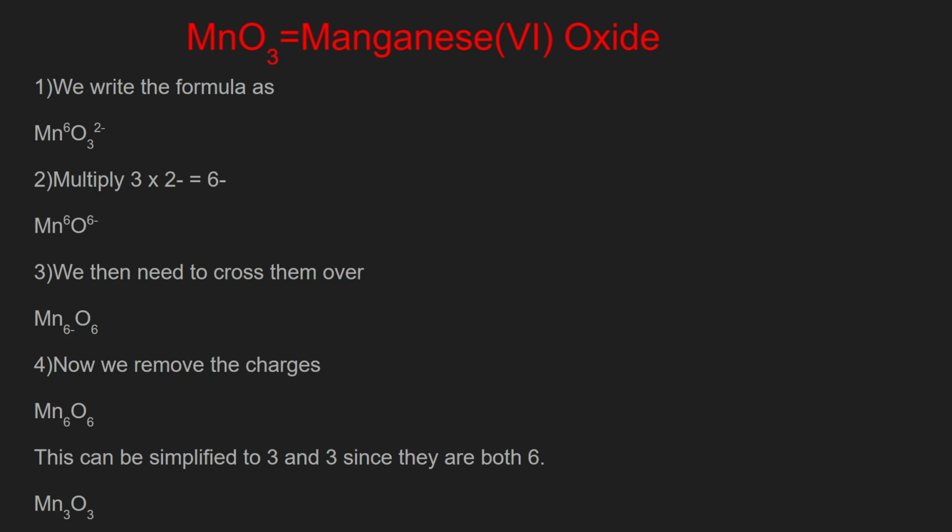Now we would remove the charges from both of them. We would have Mn6O6. This can be simplified to 3 and 3 since they are both 6, and this would give us Mn3O3.